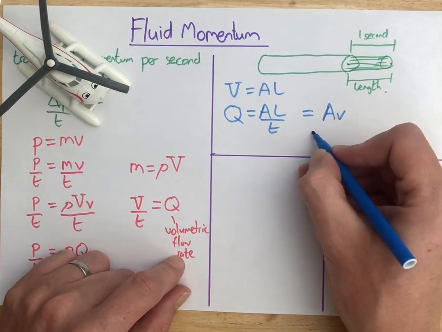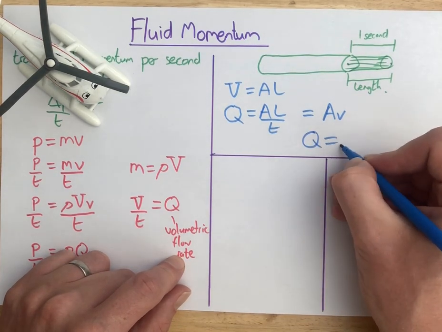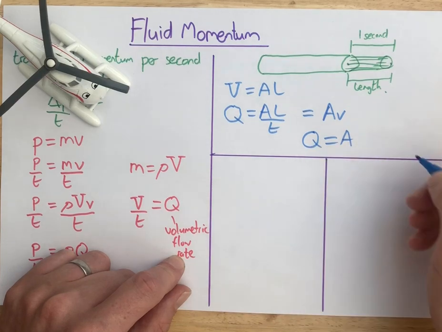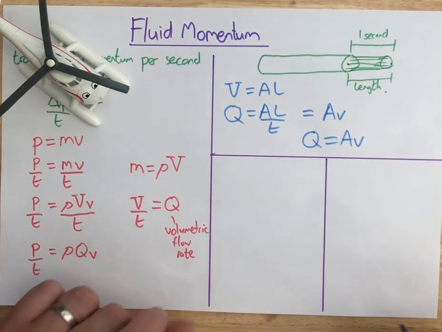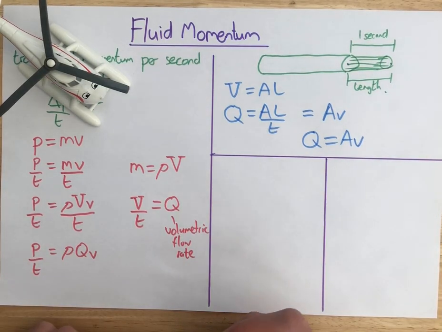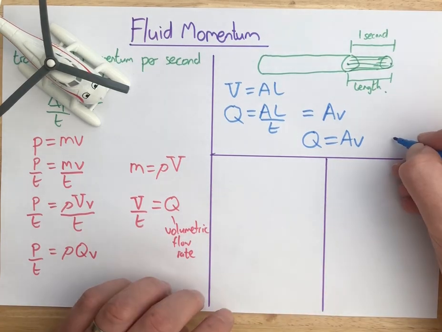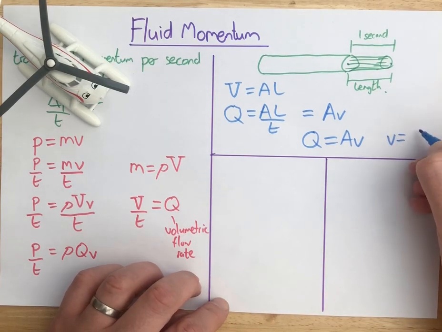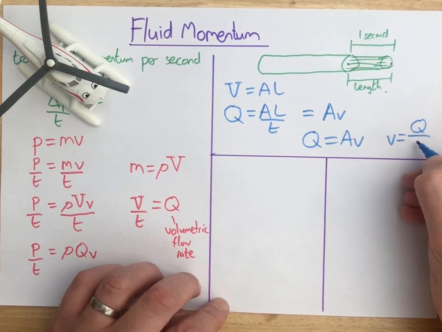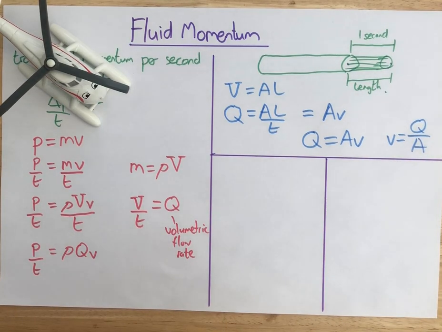Okay, so just to make that absolutely clear, Q is the cross-sectional area, so volumetric flow rate is cross-sectional area multiplied by the velocity. Really neat and simple. And a rearrangement of that, because we're going to use that in a second, is therefore velocity is volumetric flow rate divided by cross-sectional area.